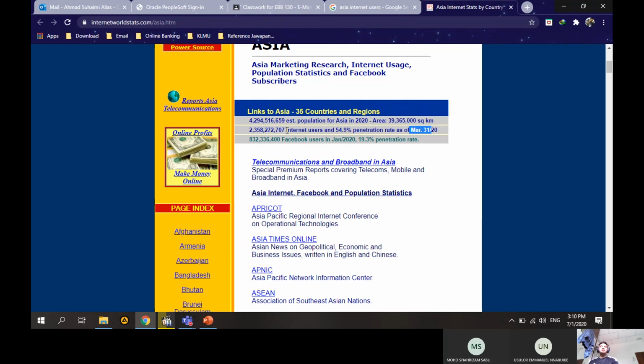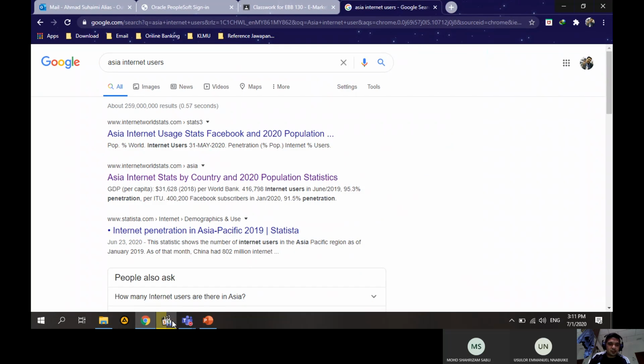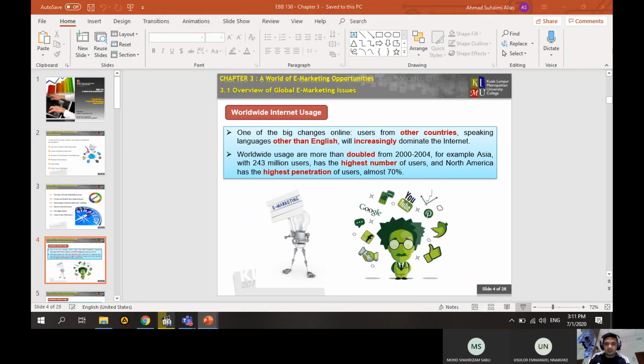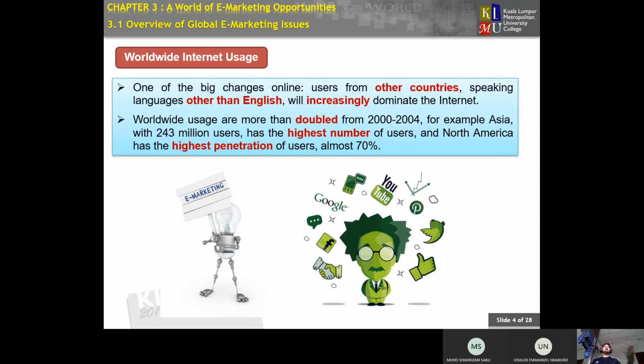2,358,272,707 internet users. It means people nowadays are already connected, but we still have certain issues reaching people on a worldwide, meaning global, scale. Even with domestic users we have problems connecting. For instance, in our situation, with KLMUC students, certain students we cannot reach or who cannot attend online classes because of the internet connection. See, we still have this issue even though we are living in the year 2020.